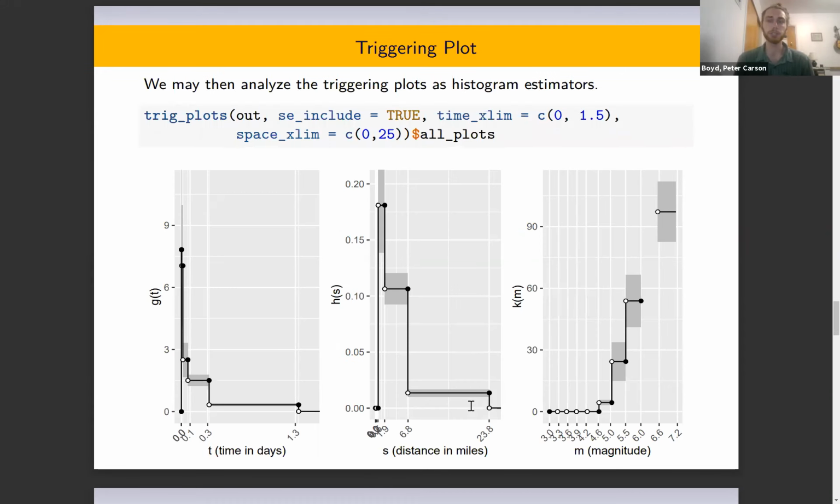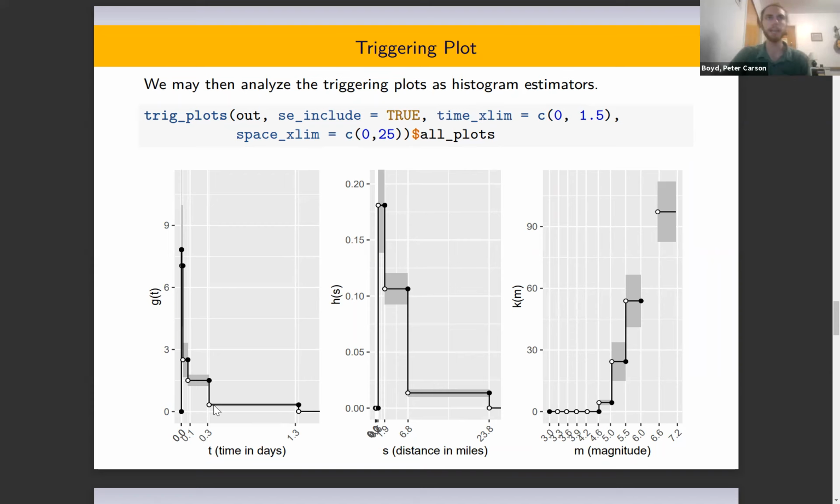Okay, so here are these triggering plots that we found from this model. They can be very easily accessed by this trig plots function, in which we specify the model that we fit, and we'll include our standard error estimates here, seen in these light gray boxes. And then just to make sure that we can focus on regions of interest, I've specified some x limits for the time and space plots here.